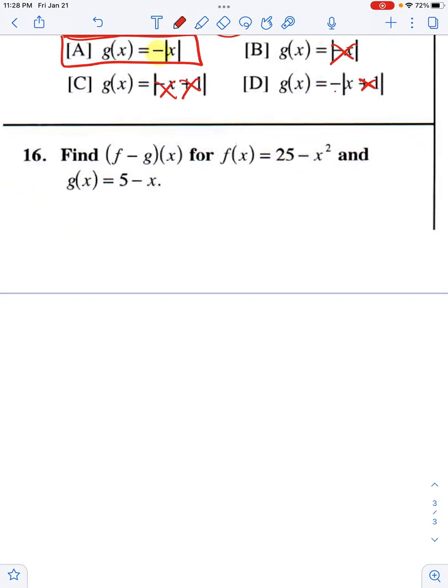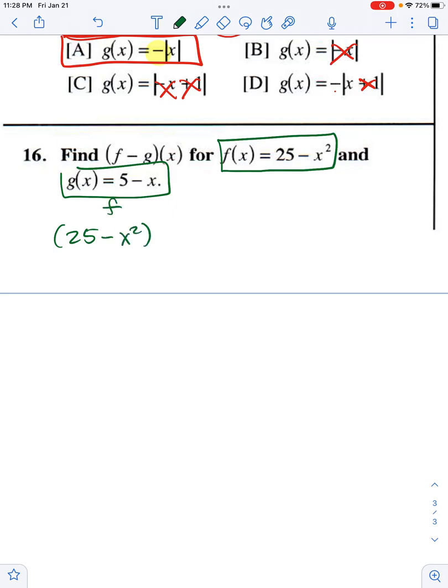Now we switch gears away from the graphing and we talk about functions. And in functions, this is f minus g. Well, function f is this rule and function g is this one. So with subtraction, you literally take function f and you subtract function g. Now the parentheses are actually important because you got to distribute that negative. It affects everything after that. So minus 5 and then plus x because a minus and negative turns positive.